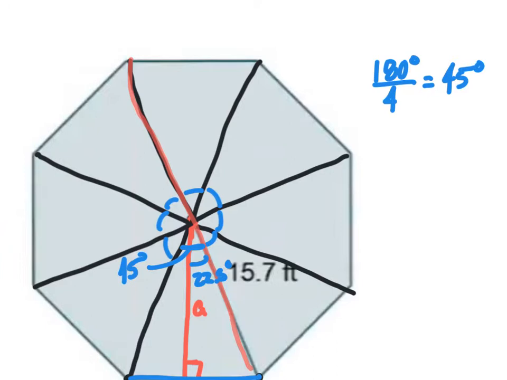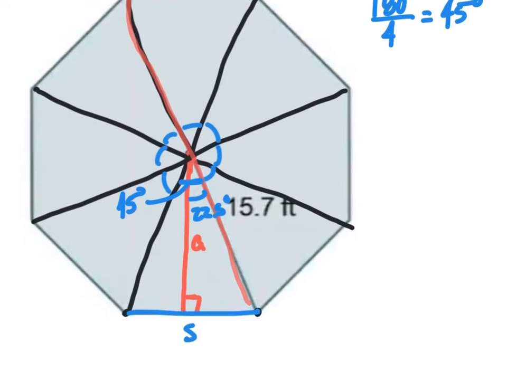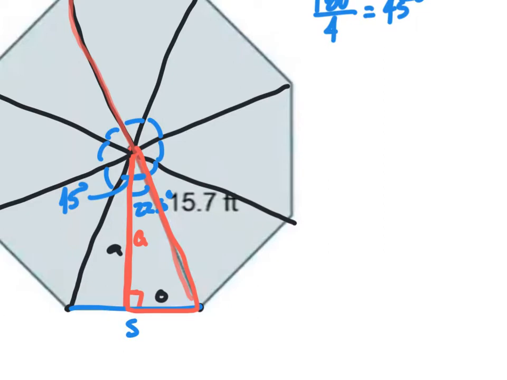Now I can use that angle to help me figure out all these other side lengths, using some trigonometry. So I've got this right triangle here. I know that this upper angle is 22.5 degrees, and I know my hypotenuse is 15.7. So I'm going to find my opposite side and my adjacent side, and it's conveniently called A. So let's do this. Let's figure out what the opposite side is first, so let's set up a trig function for that.